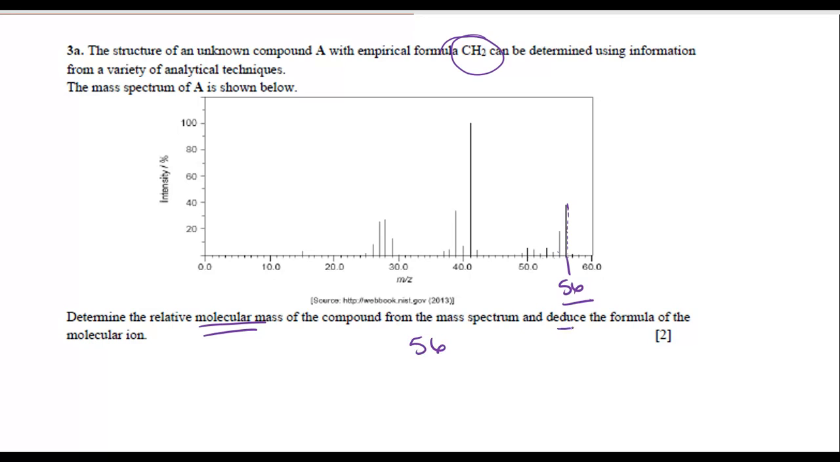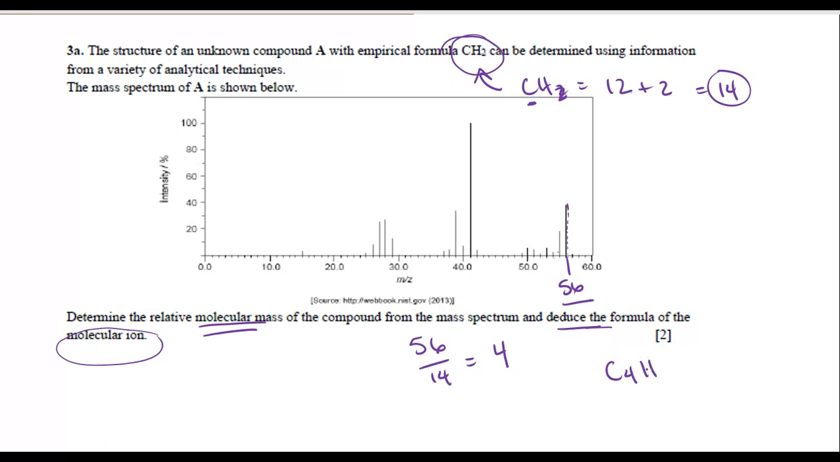So now that we have that, we need to deduce the formula of the molecular ion. I know that the empirical formula is CH2, which is just about 12 from carbon plus 2, 1 for each of those 2 hydrogens. So 12 plus 1 plus 1, 12 plus 2 is 14. That's the molar mass of the empirical formula. If I divide 56 by 14, I get a scale factor of 4. Which means that our molecular formula is going to be 4 times CH2, C4H8. Make sure you throw a plus sign on that because it is asking for the formula of the ion.